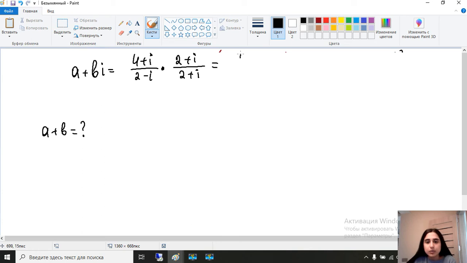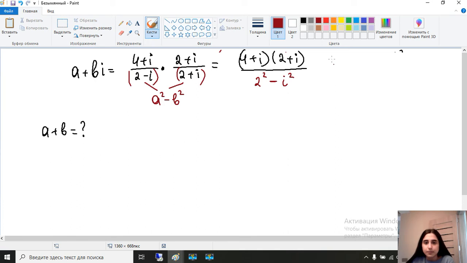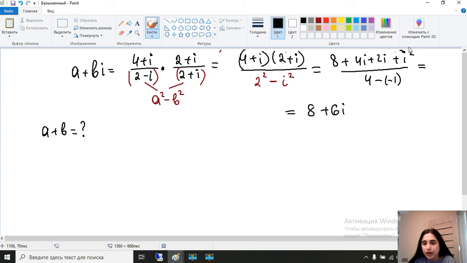I will get 4 plus i times 2 plus i, divided by... Let's just notice that we have here the formula a squared minus b squared if we multiply these two brackets. So that means that I will obtain 2 squared minus i squared. From here, it will give me 8 plus 4i, then plus 2i plus i squared, divided by 4 minus 1, because i squared is minus 1. Finally, I will get 8 plus 6i. Instead of i squared, I may substitute negative 1, over just 5. So 7 plus 6i over 5.